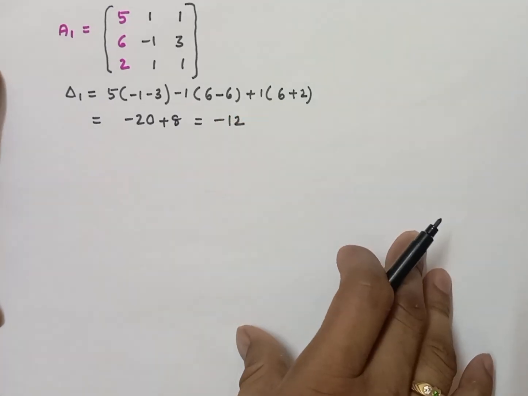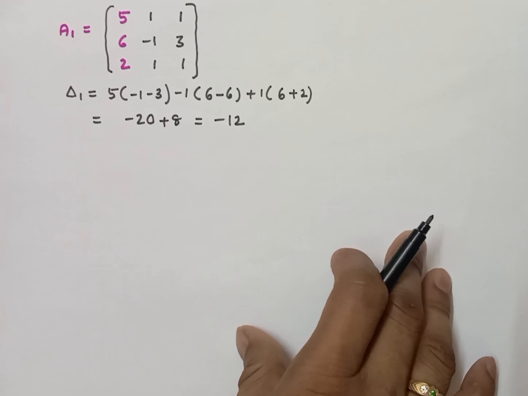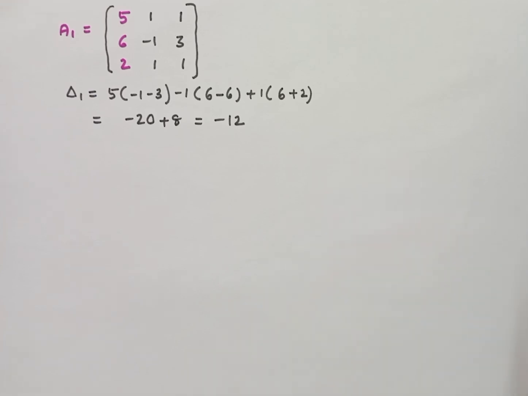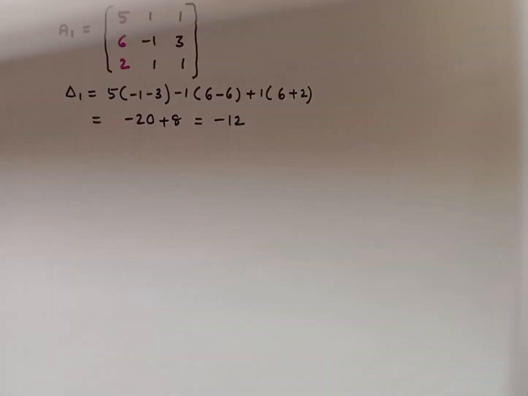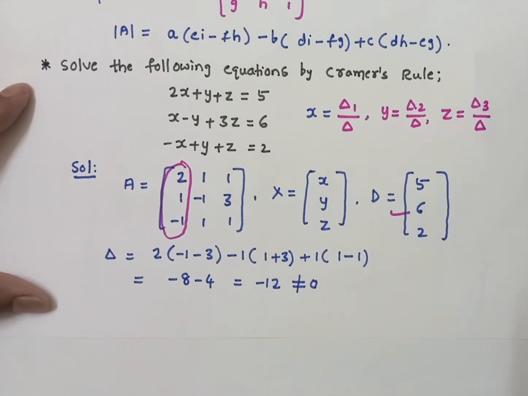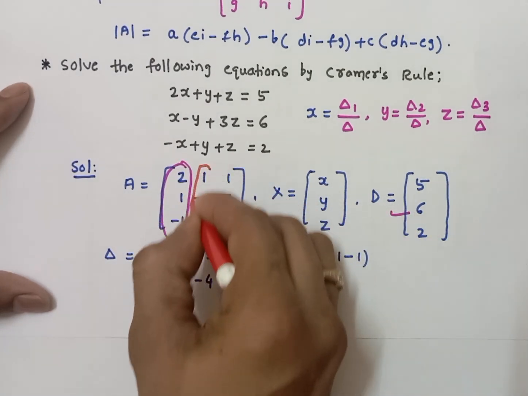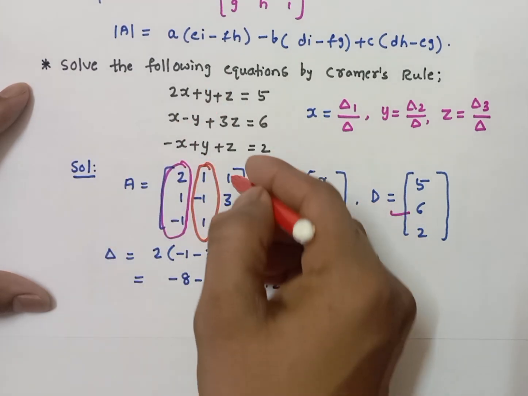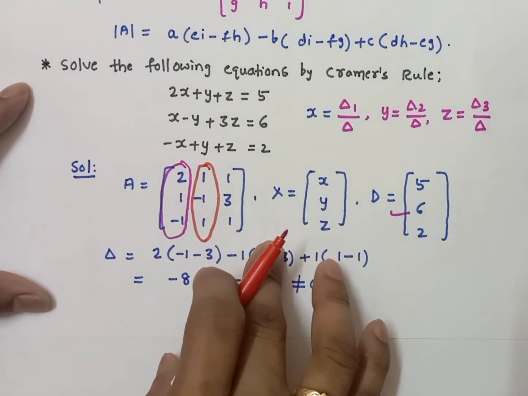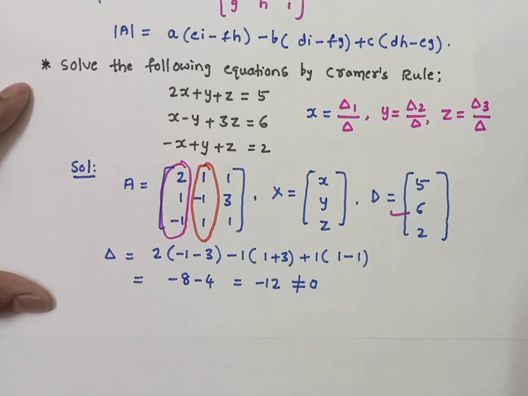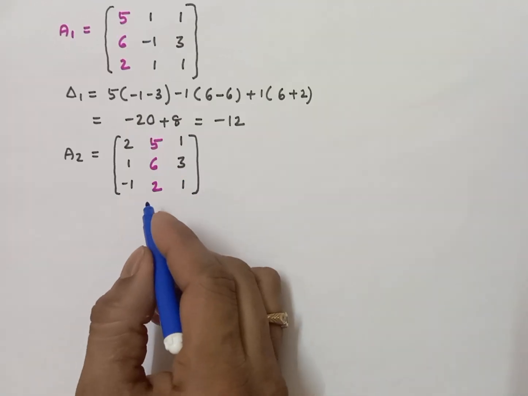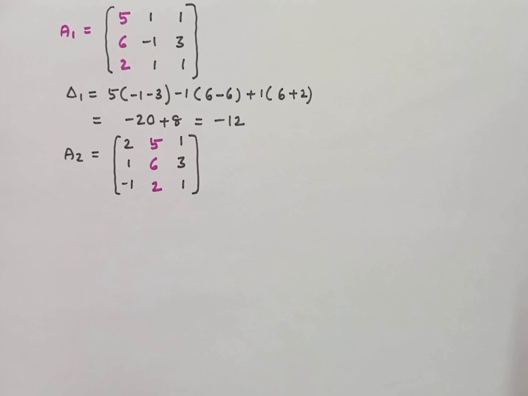So this is delta 1, which we obtained from matrix A1. Now we have to find delta 2. How do we find delta 2? Same process. Previously we replaced the first column with 5, 6, 2, that is matrix D, and we got A1. Now replace the second one. For the third matrix, we replace the third column. If you replace that, I will be getting A2. This is the second matrix. We replaced the second column with the matrix D, that is the elements 5, 6, 2.